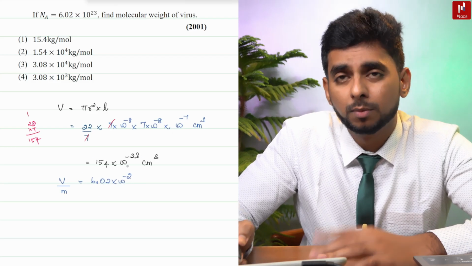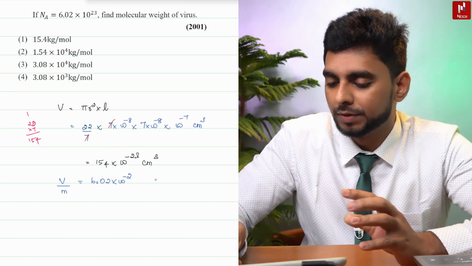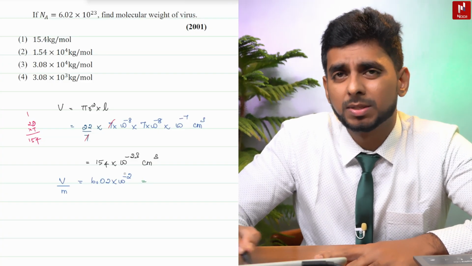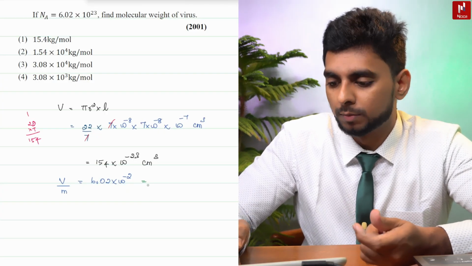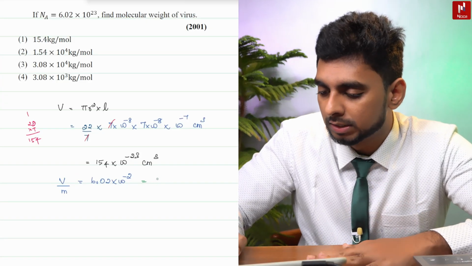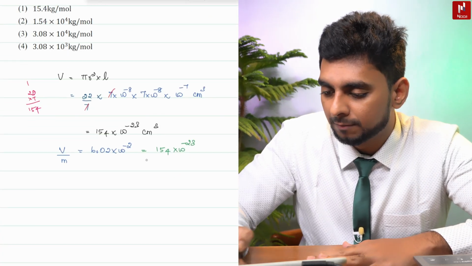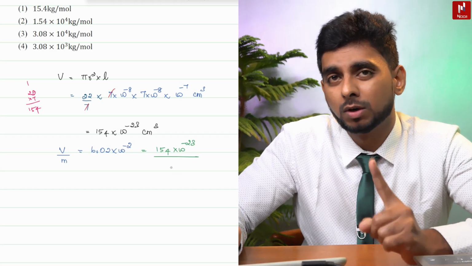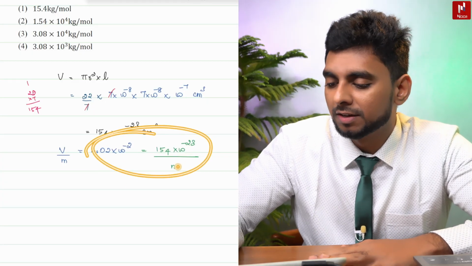By the way, I just found the volume of one virus particle, which is 154 into 10 power minus 23, isn't it? So if I equate this to the specific volume, it is volume divided by the mass. Here I'll have to get the mass. I know the volume, right? So instead of volume in the numerator, let me substitute the volume of that one virus particle, which is 154 into 10 power minus 23. That will go to the numerator. In the denominator, you will have to divide by the mass of that one virus particle, isn't it? Got it? So you should be clear with this equation that I framed over here.